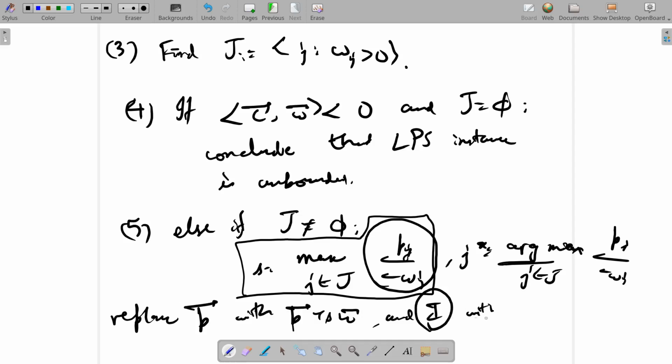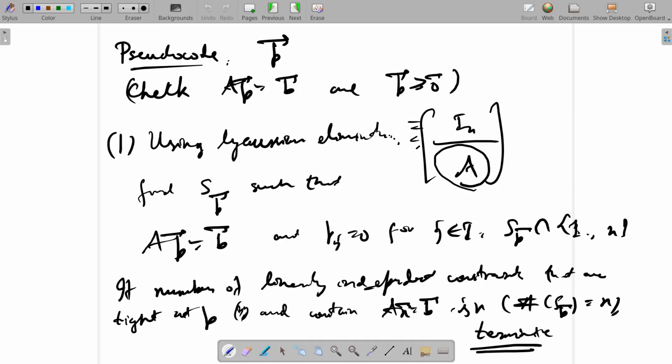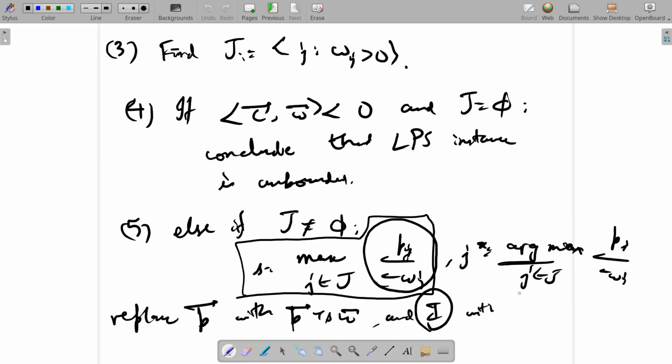This is an indexing set consisting of all those sign constants. SP was nothing but I union the ones corresponding to A, so n plus 1 all the way to n plus n. That's the I we are talking about. Again, I was dependent on P, so I should probably write IP. So J in IP. Replace IP with IP union J star.